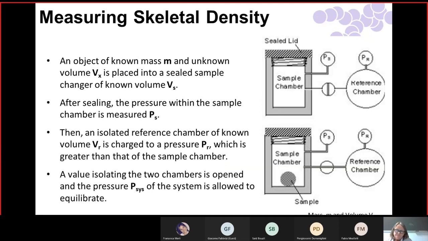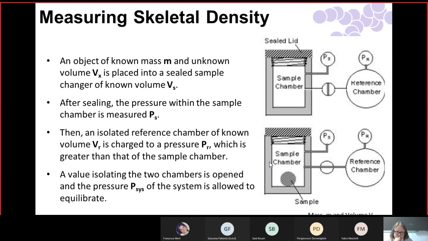The system is sealed and the sample chamber pressure is measured, PS. That's the pressure in the sample chamber. Then we have a reference chamber with a known volume, VR, and that's charged to some pressure, PR, for reference pressure, which is greater than the sample chamber pressure.